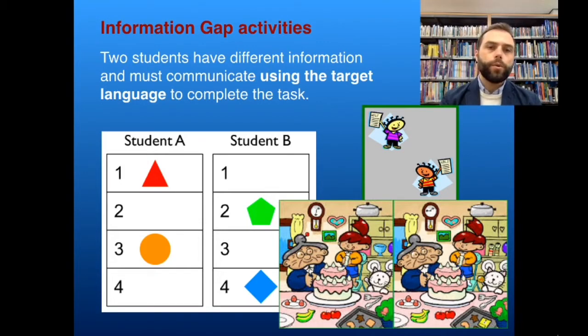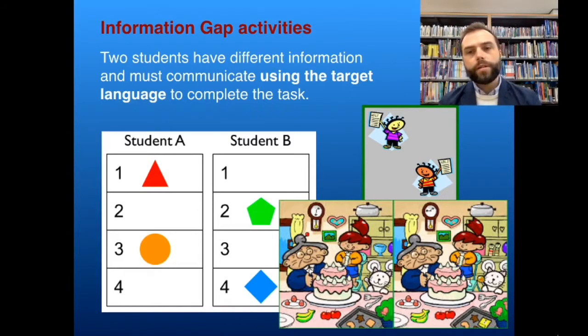Okay, so student A has two shapes, student B has two different shapes, and the students have different pieces of paper, and they can't show the paper, they have to explain and use the language. So here the language would be related to colours and shapes. So you can see student A has a shape and student B has the shape missing. Number 2, student B has the shape, student A has the shape missing. Okay, so that's a very simple visual representation of how information gap activities work.